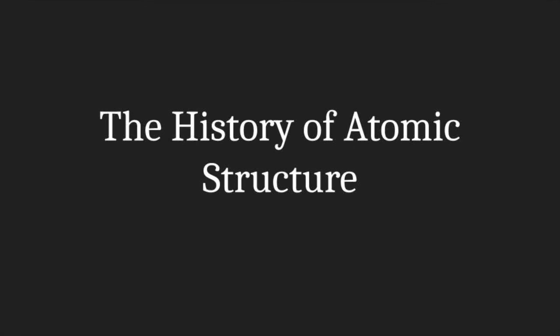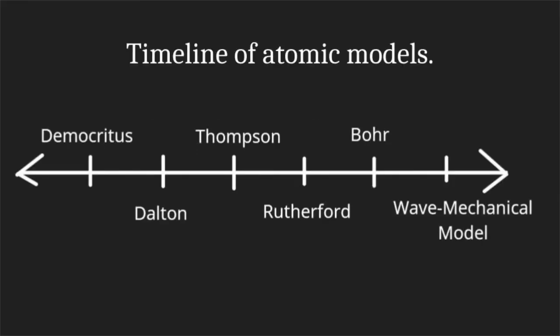Hi, I'm Matt, and in this video we are going to go over the history of atomic structure and the major developments that led atomic science to what it is today. So we're going to go from past to present when it comes to the atomic models, starting with Democritus, then Dalton, Thompson, Rutherford, Bohr, and then the current wave mechanical model.